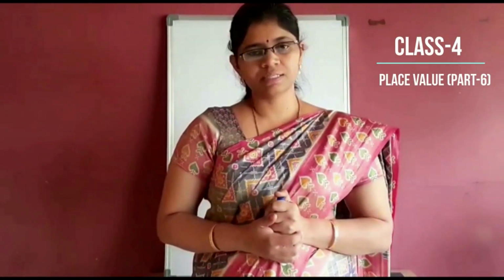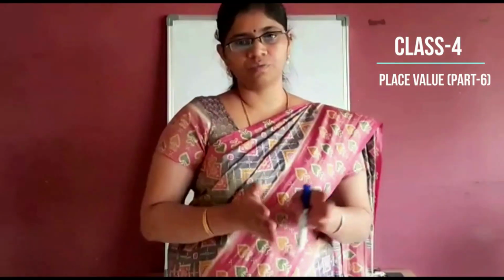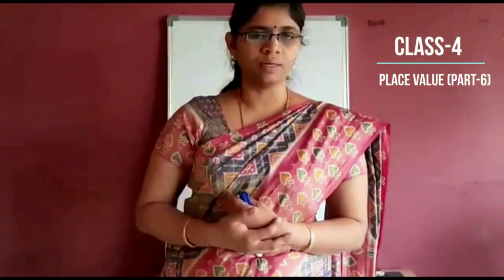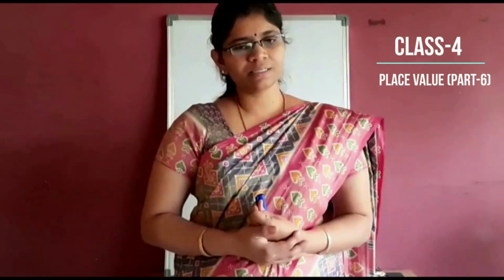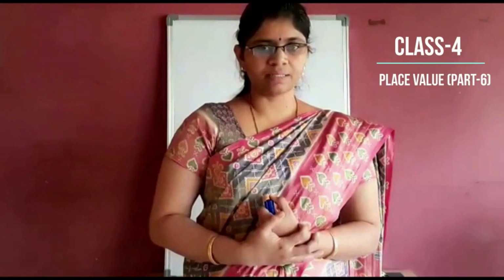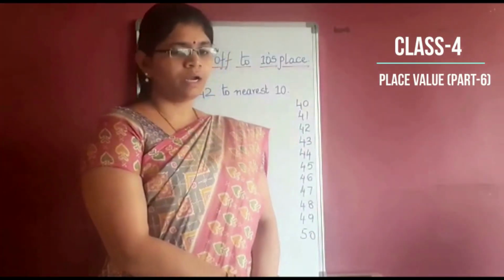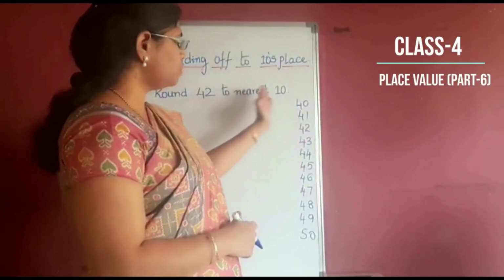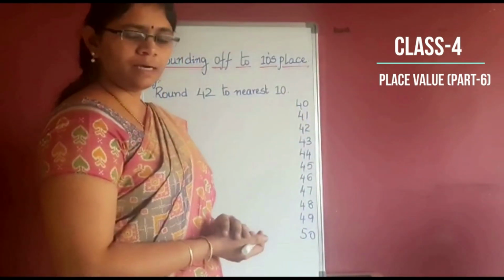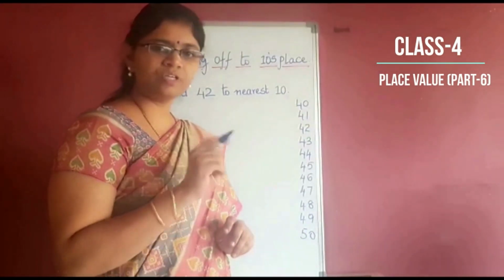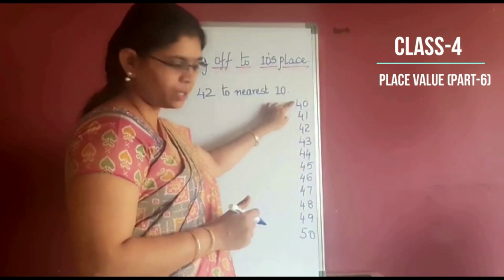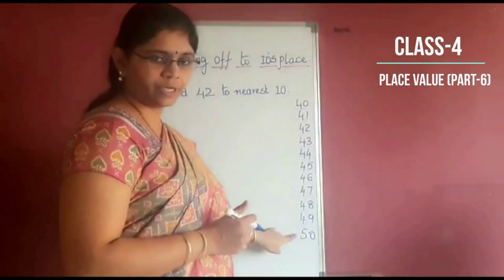Rounding off is done to different places. Ones place, tens place, hundreds place, thousands place and so on. But first let us learn how to round off a number to the given tens place. Now let us see how to round off 42 to its nearest tens place. For that, let us see 42 is lying between which two tens? 42 is in between 40 and 50.